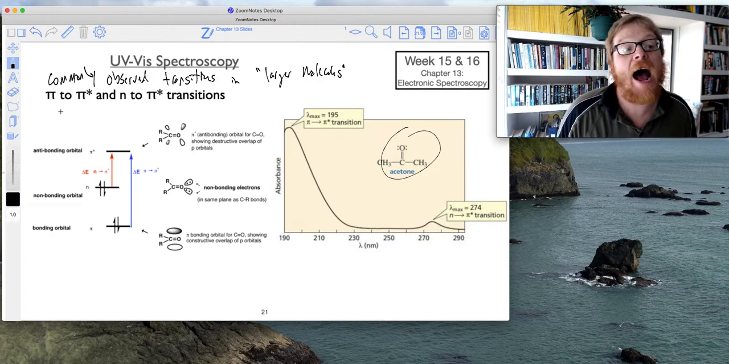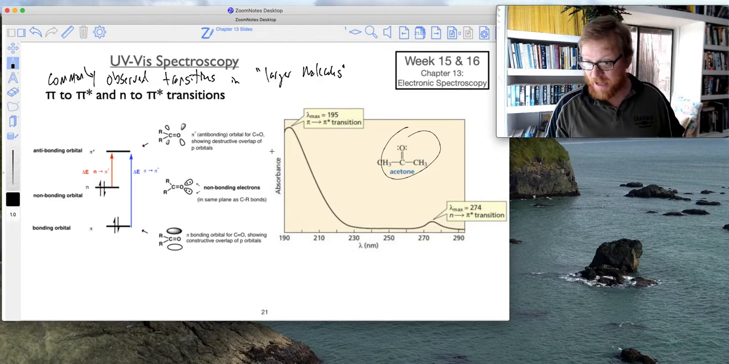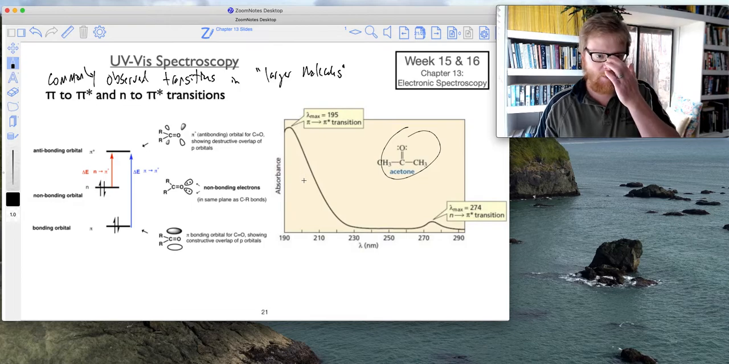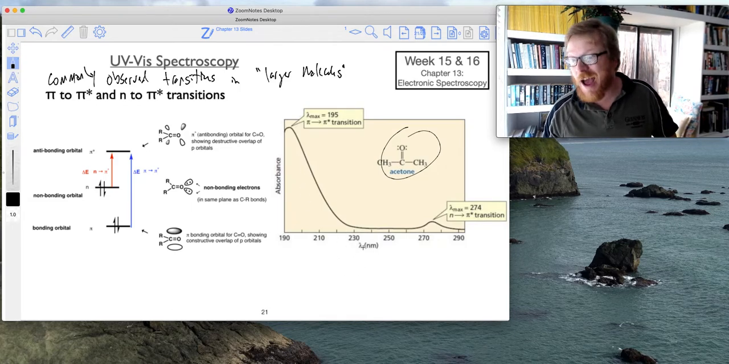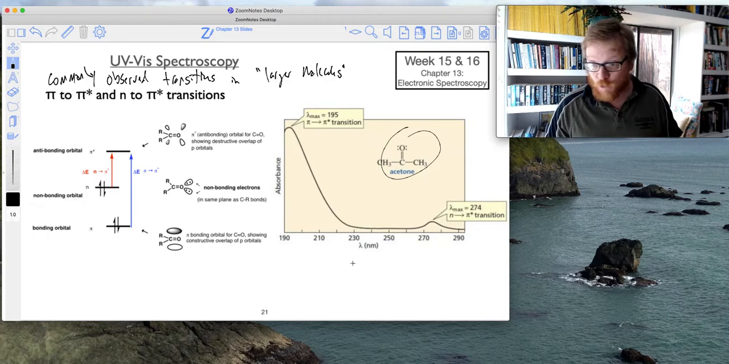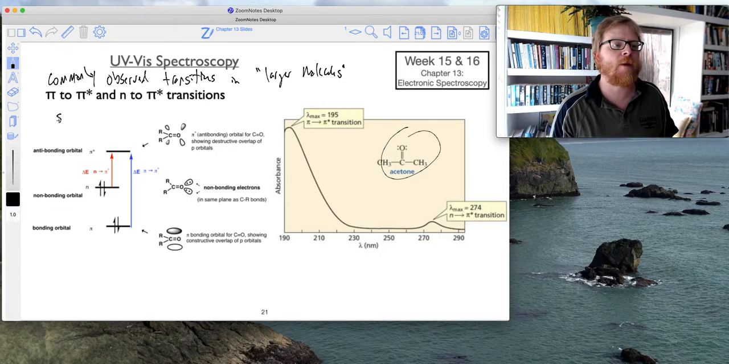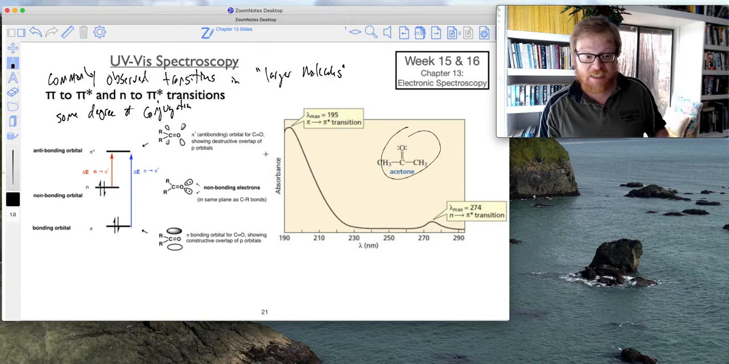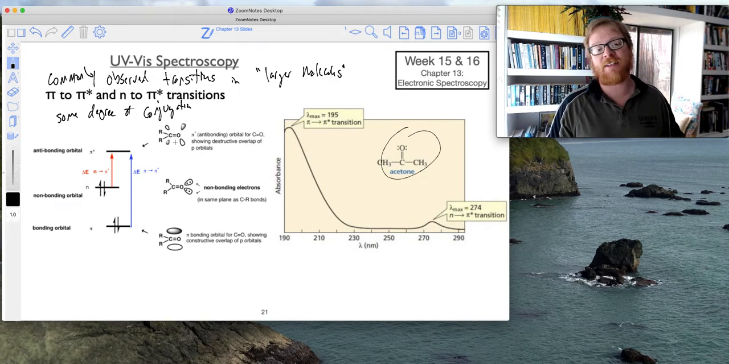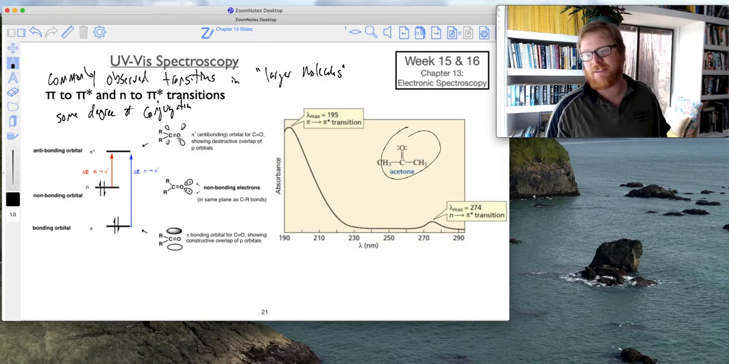Okay, so pi to pi star and n to pi star transitions are very common in UV-Vis spectra in large molecules. In fact, I would wager that's probably the only type of transition you've seen in your experience with UV-Vis. Typically you need to have some degree of conjugation or even just some very simple pi bonding system. So you can see here with my example using acetone, very simple pi system, just one carbonyl, okay?